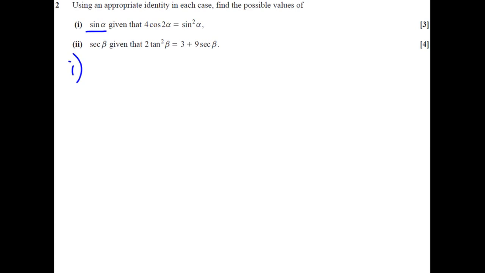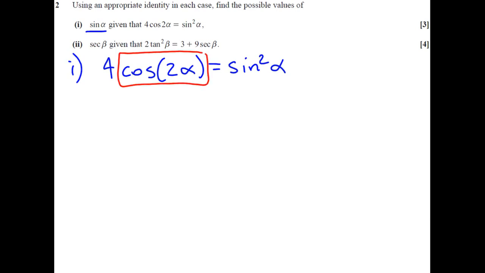Question 2. Using an appropriate identity in each case, find the possible values of, for part 1, sine alpha, which is all you need to know, not the angle alpha, if you know that 4 cos of 2 alpha is sine squared alpha. Now you turn to your green book because it's given you a clue about using appropriate identities. You go to the trig page, page 3, and look for something that resembles cos of 2 alpha.